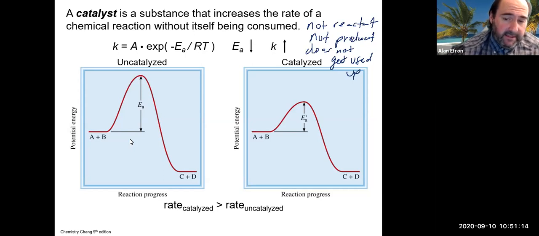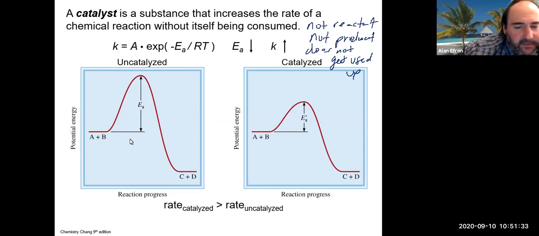It may be a solid catalyst where it allows things to sort of migrate to it and come together quicker. It may actually be a catalyst that's floating around in a solution and just helps the reactants come together in a more efficient manner.